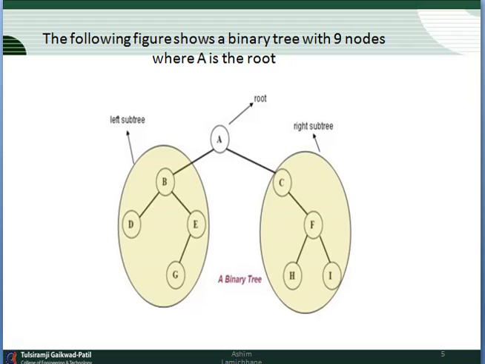In the given diagram, A is the root node. The part of the diagram on the left-hand side of A is called the left subtree, and the part on the right side of A is called the right subtree. The size of the tree is equal to the number of nodes in the tree. There are 9 different nodes, so the size of the whole tree in the given diagram is 9.